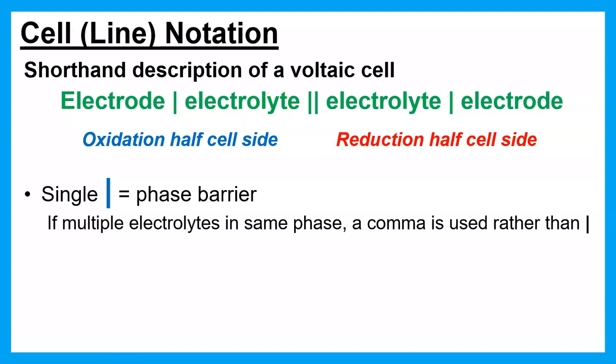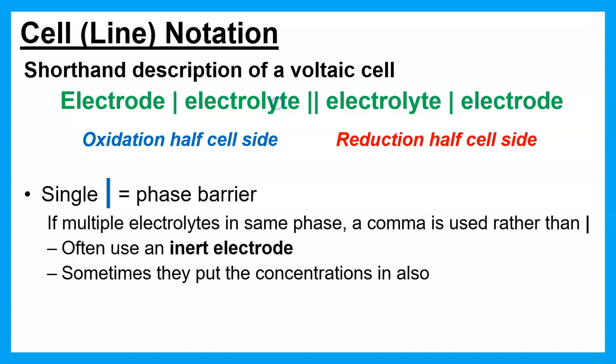Sometimes we would use what's called an inert electrode. It's not going to be participating directly. They may add the concentrations. So you may see some other little things thrown in there, but it's not going to be overly complicated. It's going to follow this same pattern. The double line represents that thing we have to have included to make our cell work, which is that salt bridge.